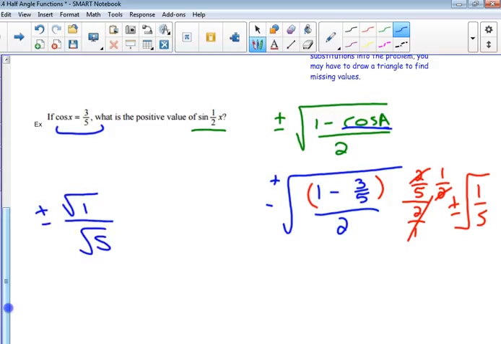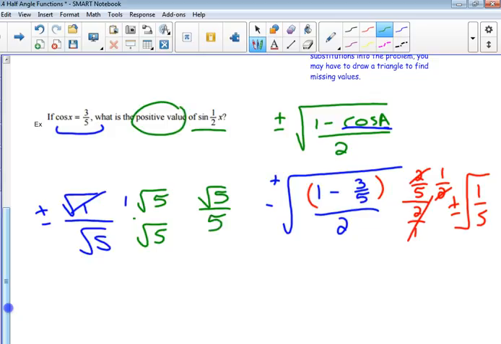Does anybody know what the square root of 1 is? 1, yep. Okay. Can you have a radical in the bottom? No. How do you get rid of it? Times by itself. Awesome. Good work. So let's see, 1 times radical 5 is radical 5 over 5. Great. Now this time we only want the positive value, so this would be it.